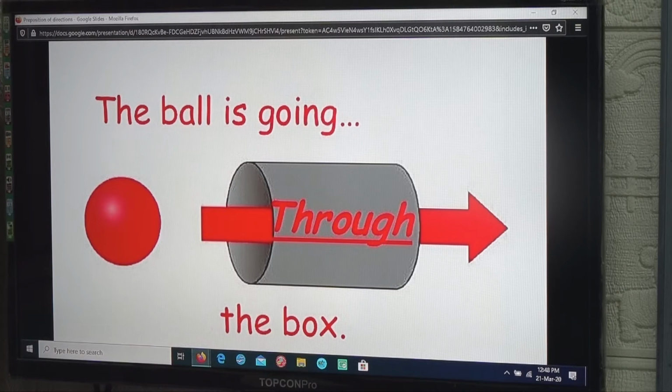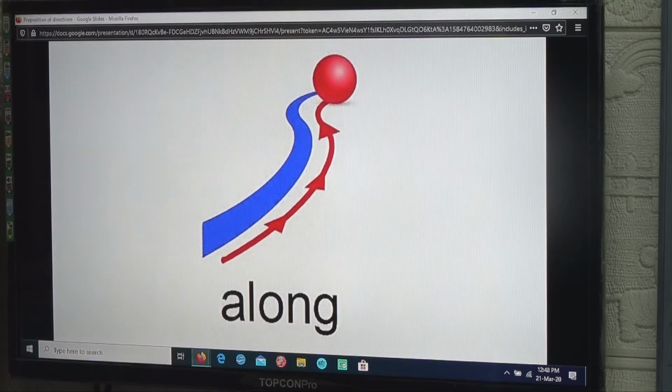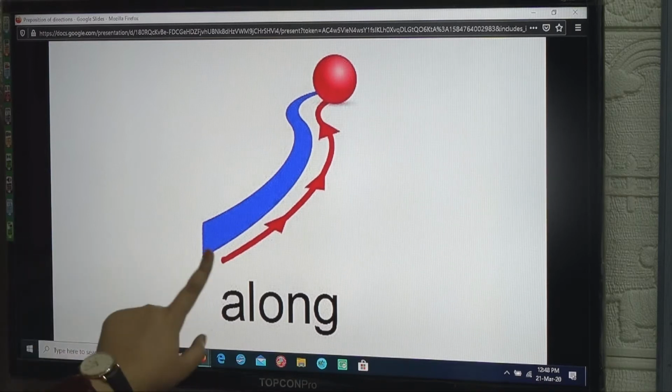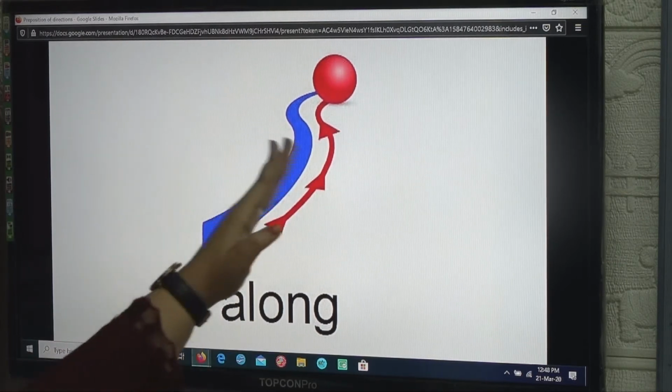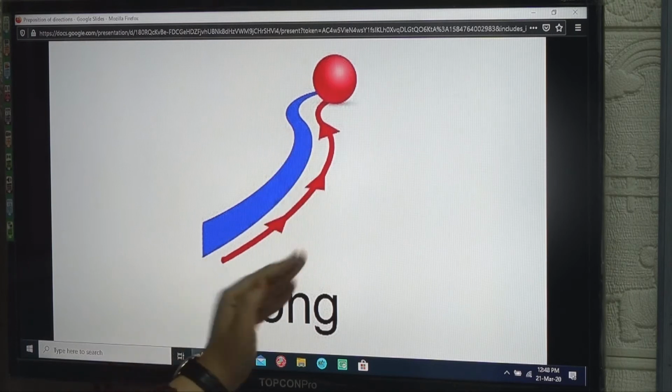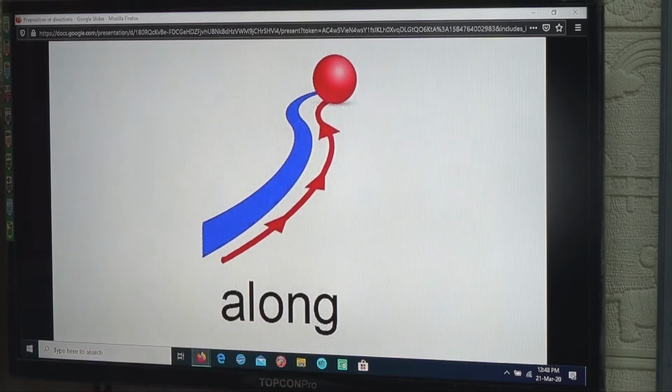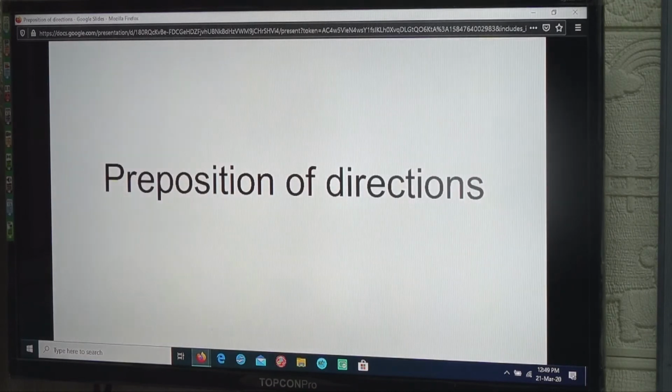All right, in order to reach another side. Okay, next one, along. So as I told you, what is along, right? Walking along. So the ball is rolling along, maybe let's say it's rolling along the street. Let's think that's a street. So it is basically from one end to another end. Along. Understand? I'll repeat one last time, then we can start with our classwork.